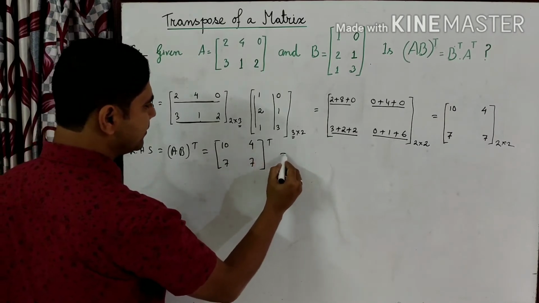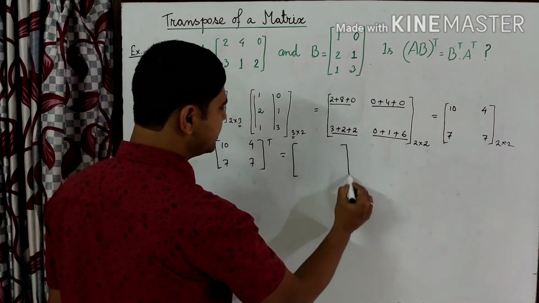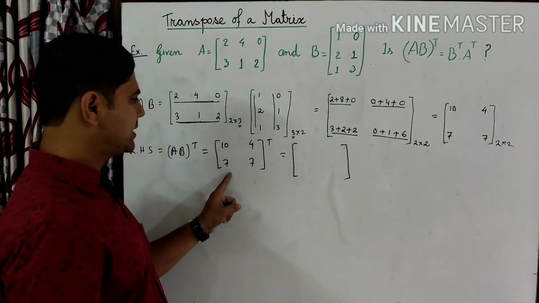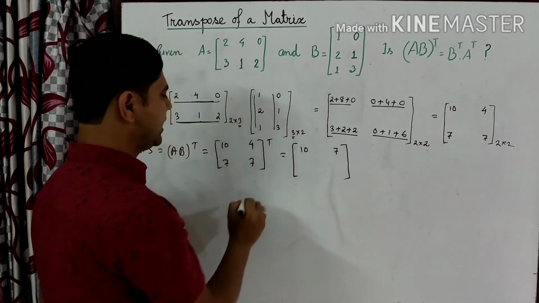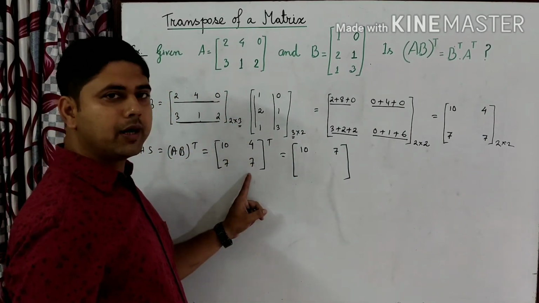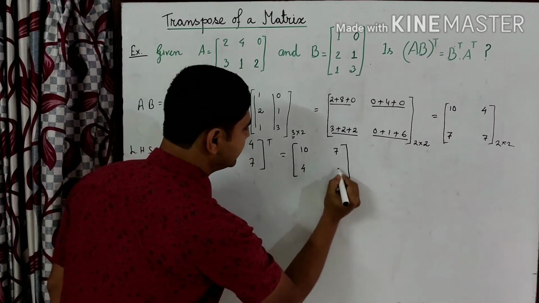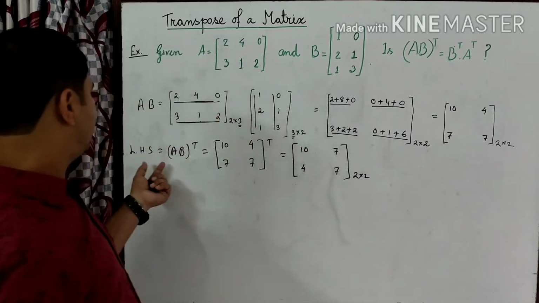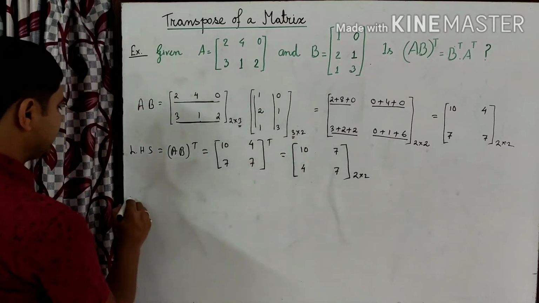Find the transpose. Here the transpose means interchanging rows and columns. First column elements are 10, 7, so the first row equals 10, 7. And second column elements are 4, 7, so second row is 4, 7. What is the order? 2 by 2. That is the value of (AB) whole transpose. Now you have to find the right hand side of this part.